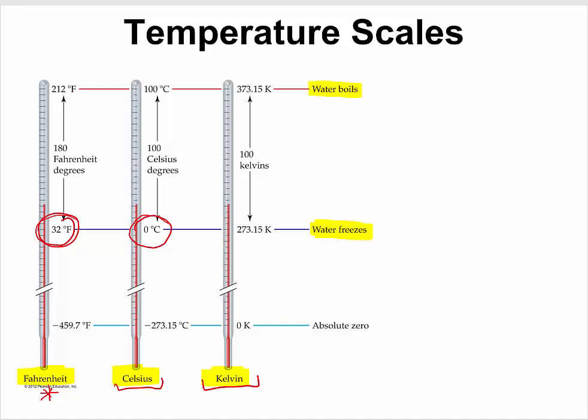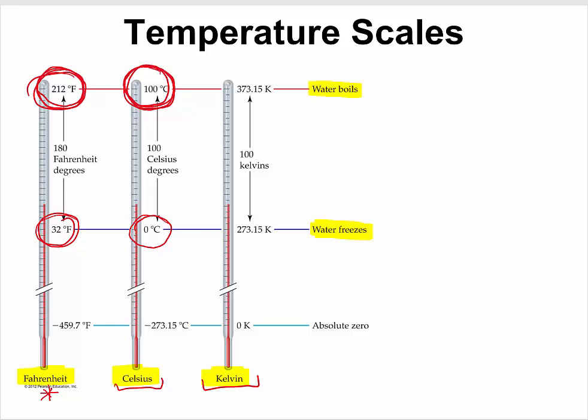If we want to convert from Fahrenheit to Celsius, we also need to know the boiling point of water under the Fahrenheit scale, which is 212 degrees Fahrenheit. And we also need to know the boiling point of water under the Celsius scale, which is 100 degrees Celsius. So how do we make use of these four different points to know how to go from Fahrenheit to Celsius or vice versa? Very simple.